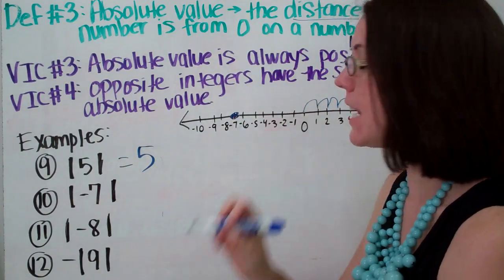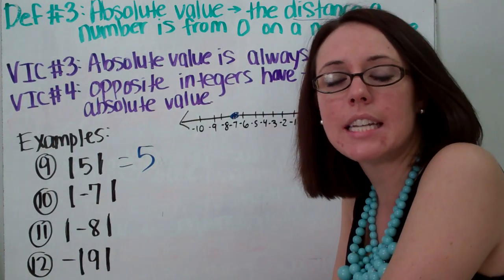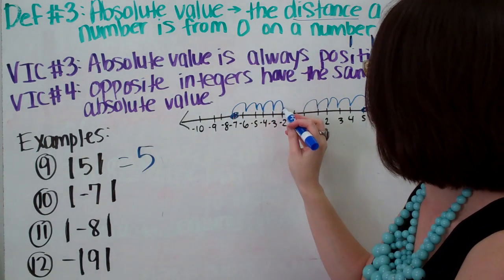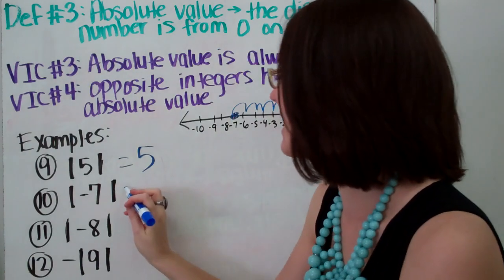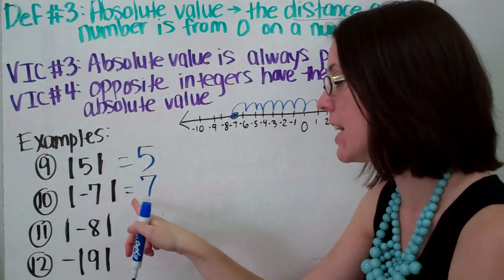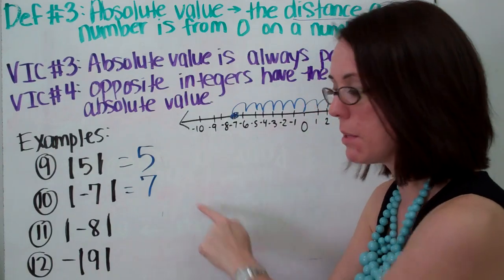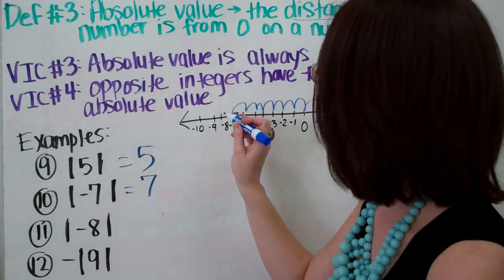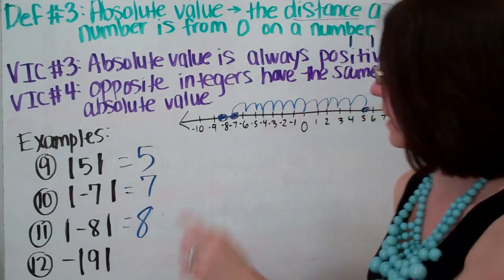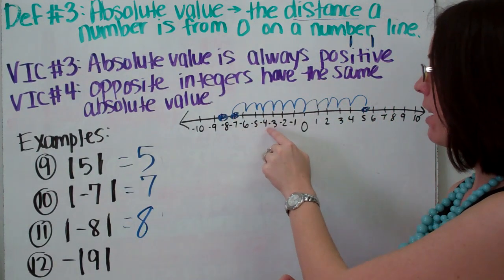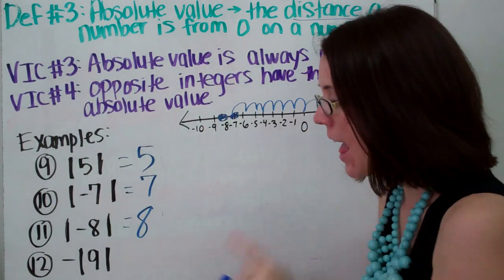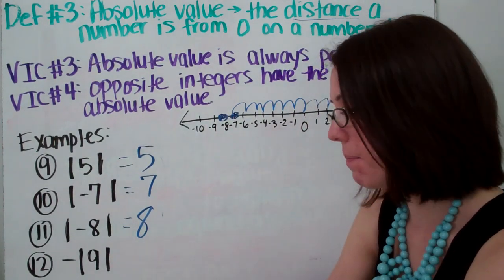Absolute value of negative 7. Well, negative 7 is here. Let's ask ourselves, how far is negative 7 from 0? 1, 2, 3, 4, 5, 6, 7. It is 7 units away from 0. So the absolute value of negative 7 is 7. Notice it's always positive. What is the absolute value of negative 8? Well, the absolute value of negative 8 is 8 because it is 1, 2, 3, 4, 5, 6, 7, 8 units from 0.